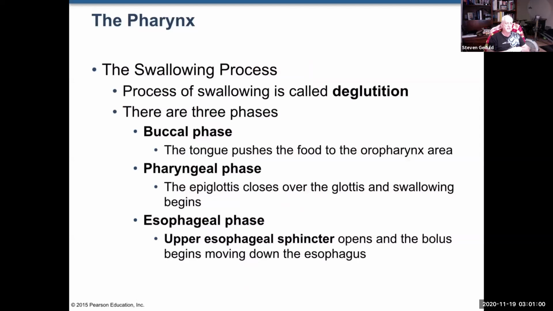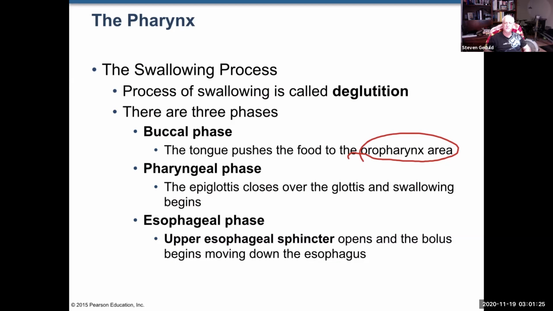So the swallowing process. Swallowing is a process called deglutition. Deglutition is your swallowing process. There's three phases of deglutition. There's the buccal phase, where the tongue pushes the food toward the oropharynx area. Remember, the oropharynx is the pharynx area behind the oral cavity. So the tongue pushes the food back there.